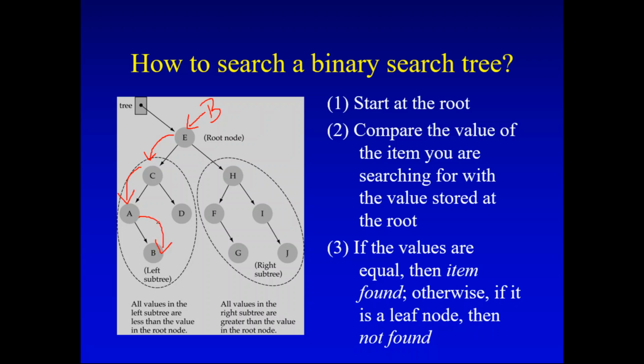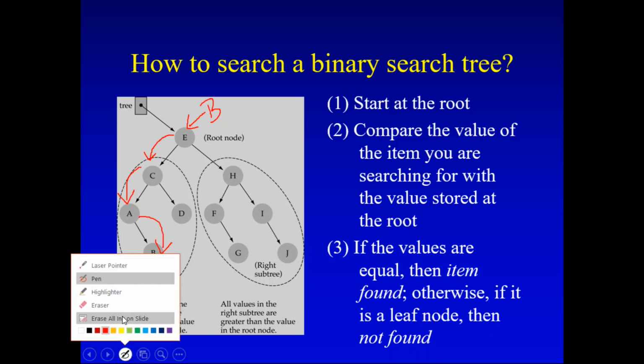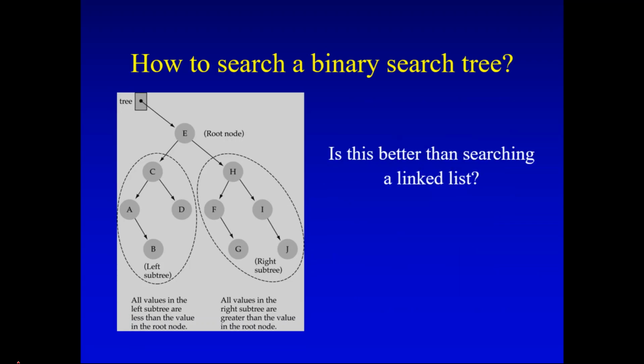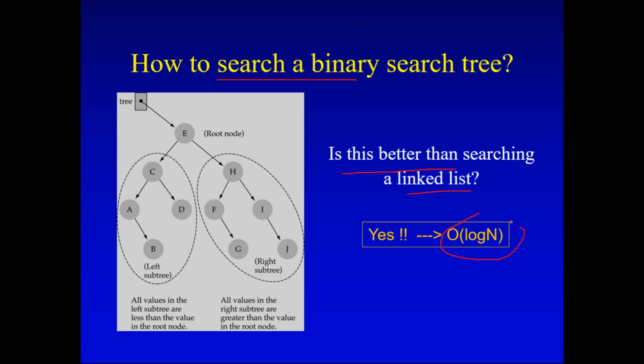So the time complexity will be reduced when you are using a binary search tree. Whatever I have told is what is explained here. So when you see searching a node in a binary search tree, is this better than searching a linked list? Yes, it is better than searching a linked list. Here the worst case time complexity will be order of log n. It will not be order of n, it will be order of log n, whereas in a normal binary tree it is order of n. That is what we have discussed in the first slide.